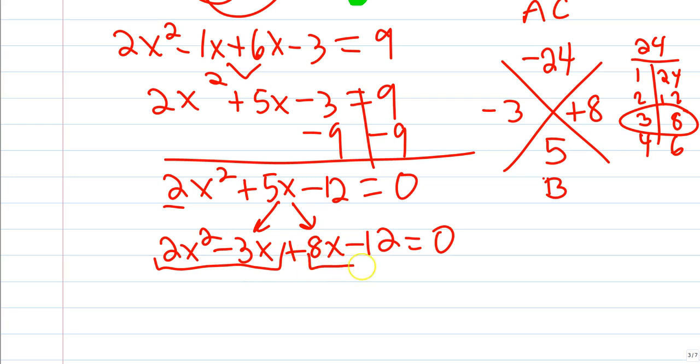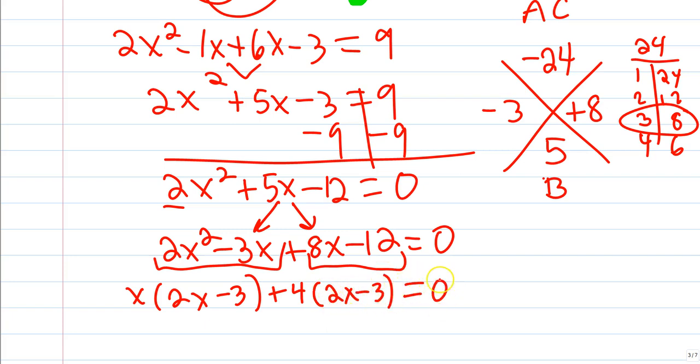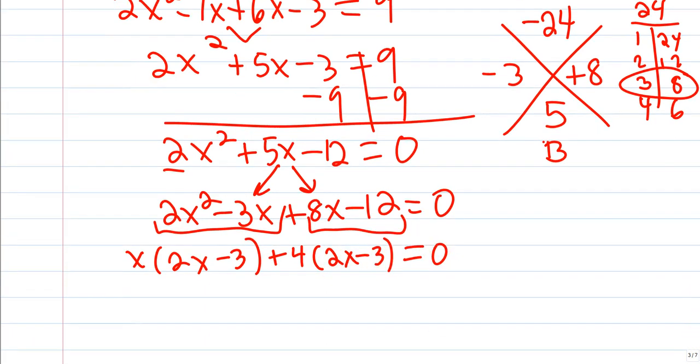Factor this out of these two. They have, I think, only an x in common, leaving us with 2x minus 3. The second one, I think they have 8 and 12 is divisible by 4, leaving us with 2x minus 3. This is lovely because these two terms have what in common? And when I factor that out, I'm left with the x plus 4.